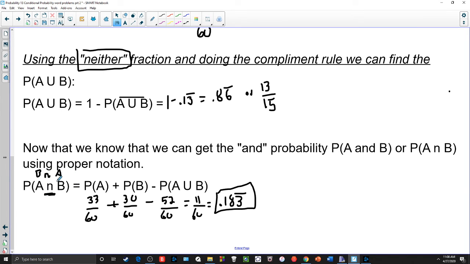The probability of A and B is the same thing as the probability of B and A. So again, that's why this can just be interchanged here.